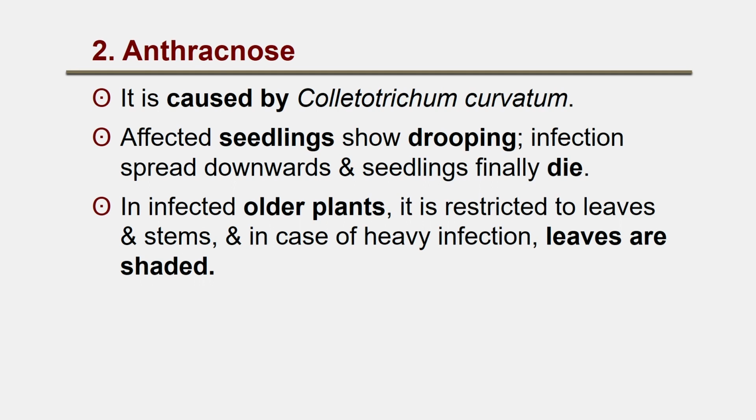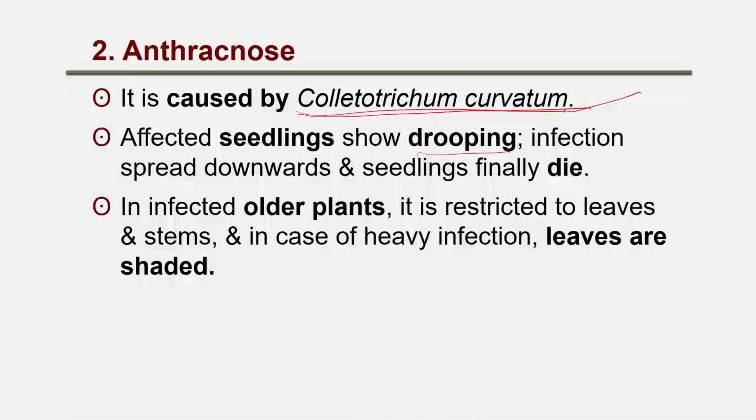Now, next disease is anthracnose. It is caused by Colletotrichum curvatum. You can remember this name. This is an important disease. Anthracnose is caused by Colletotrichum curvatum. Affected seedlings show drooping. Drooping means just the kind of hanging. Infection is spread downwards and seedlings finally die. In infected older plants, it is restricted to leaves and stems, and in case of heavy infection, leaves are shed.